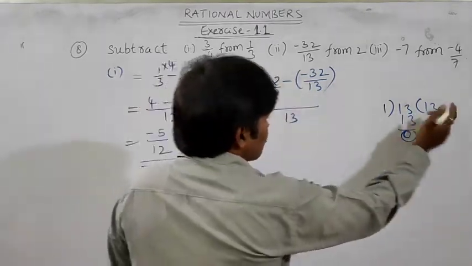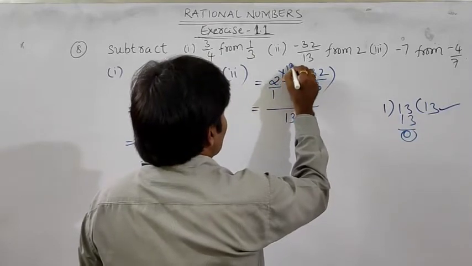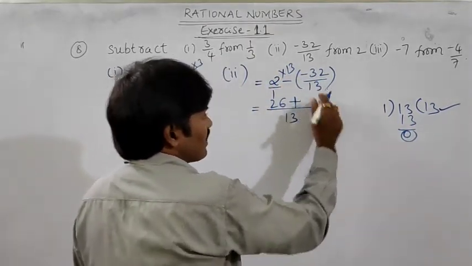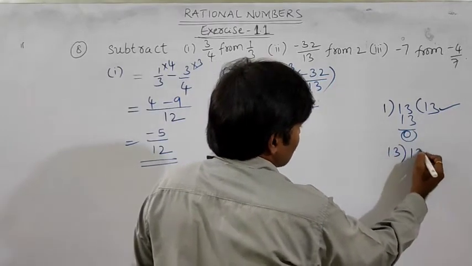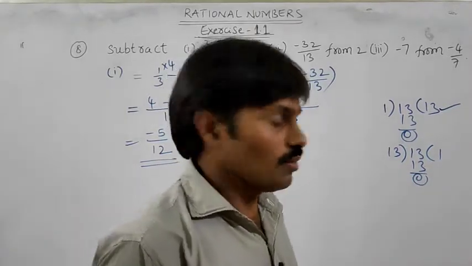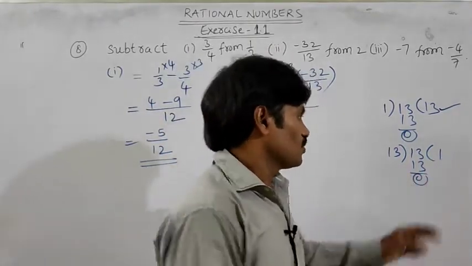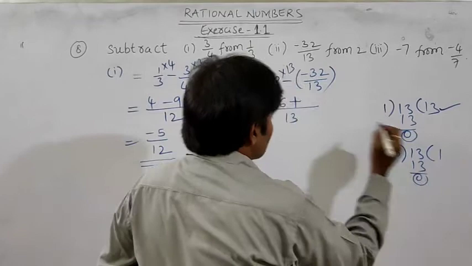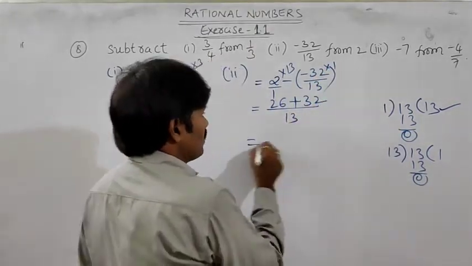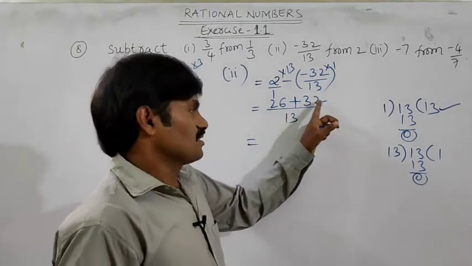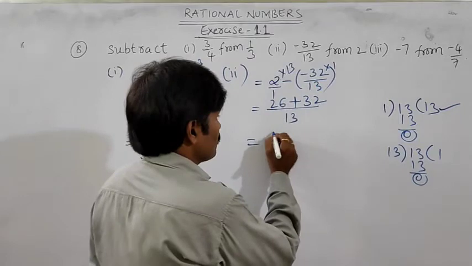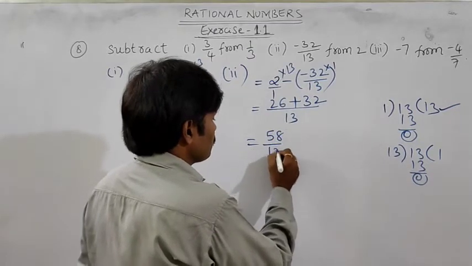So 2 into this quotient. 2 13s are 26. Minus into minus plus. 13 divides 13 1 time. See, 13 1s are 13. So the remainder is 0. 13 1s are 13. So 32 into this quotient. So 32 1s are 32. Clear? And now 26 and 32, both are positive numbers, so add and keep the same sign. That is 58 by 13.